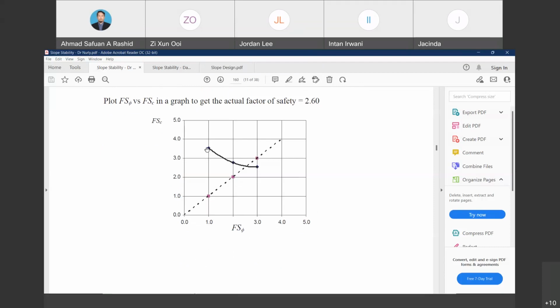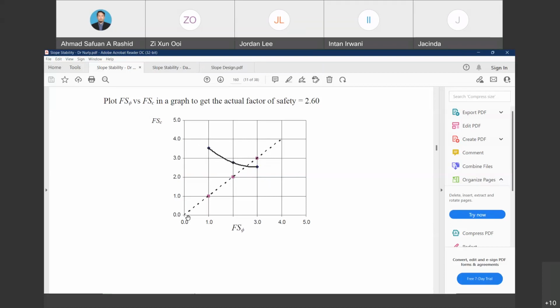So for example, if we only do two trials, definitely we obtain a linear or straight line relation. Therefore, if we do up to three trials, we know whether it is non-linear or linear. So the minimum number of trials is three. Then we obtain a non-linear relation.